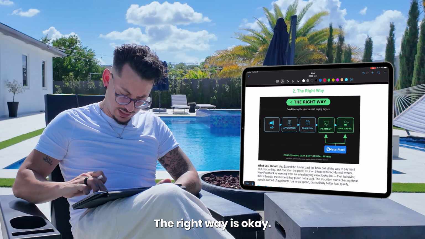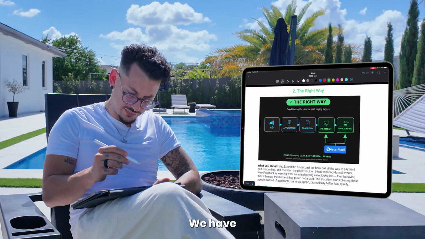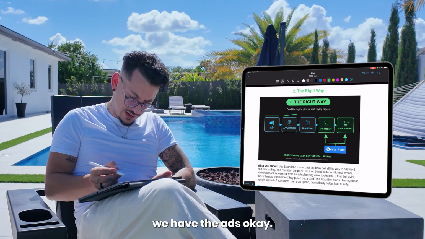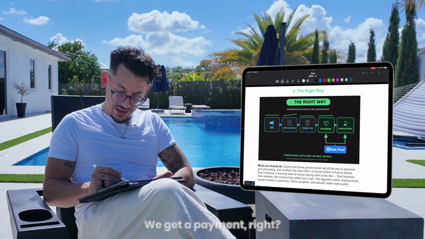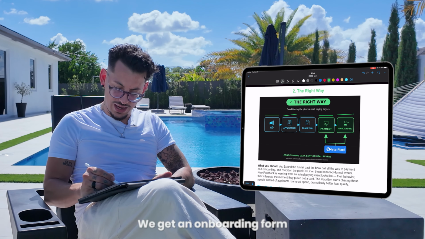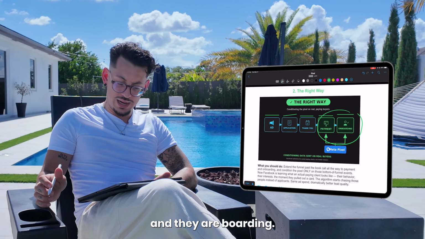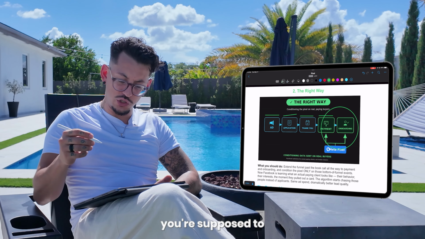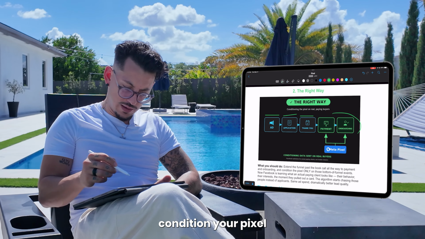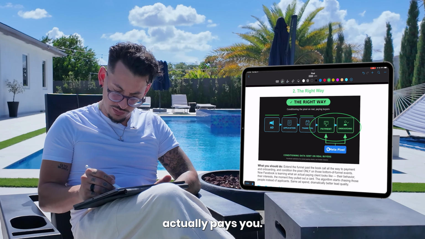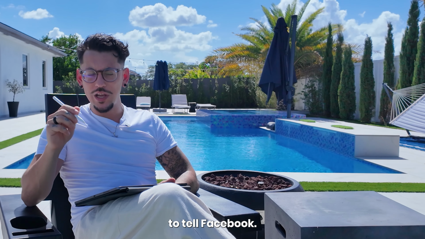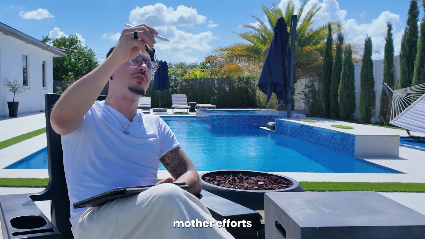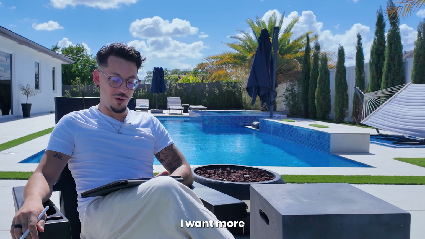The right way is, okay, we have the ads, okay? We have the application, we have the thank you page, we get a payment, right? We get an onboarding form and they are onboarded. Here is where you're supposed to condition your pixel. When somebody actually pays you, that should be the data that you send back to Facebook to tell Facebook, look for more people just like this. I want more people that pay me and actually get onboarded.